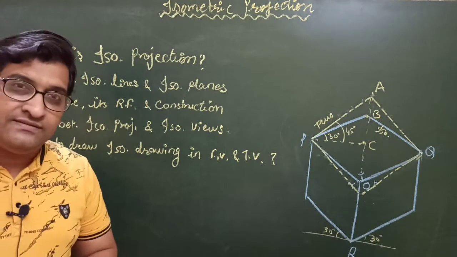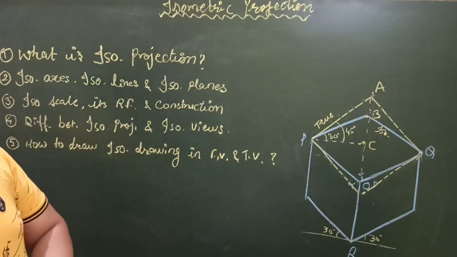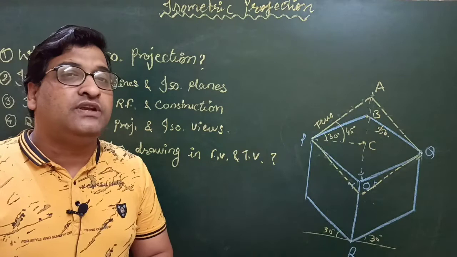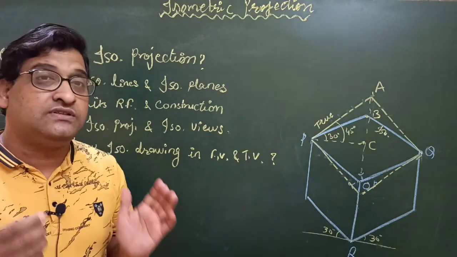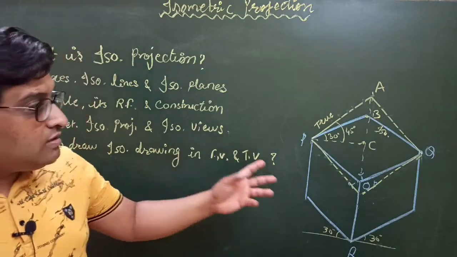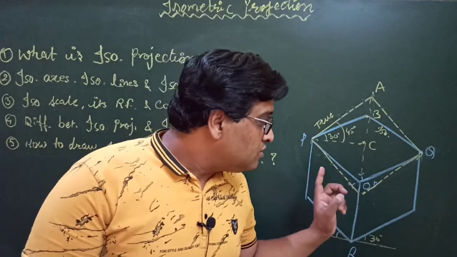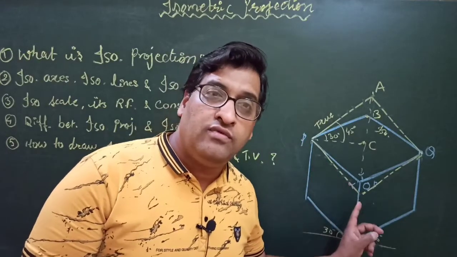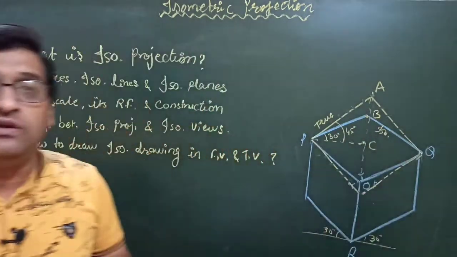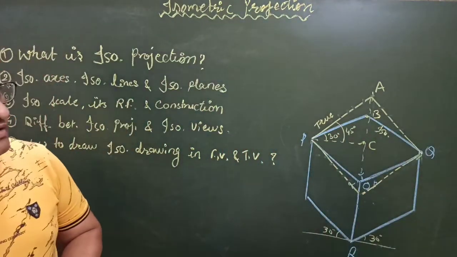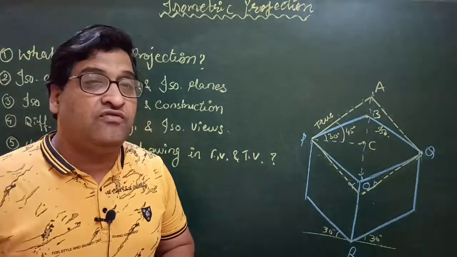So let us start. So what is isometric projection? When we talk about this question, isometric projection is a pictorial view. Pictorial means it is a three-dimensional view which provides you all the three dimensions of an object, and not only we can show the dimensions in one view, but we can directly measure the dimensions from that particular view. So what is the advantage of isometric projection? It provides you three-dimensional figure.